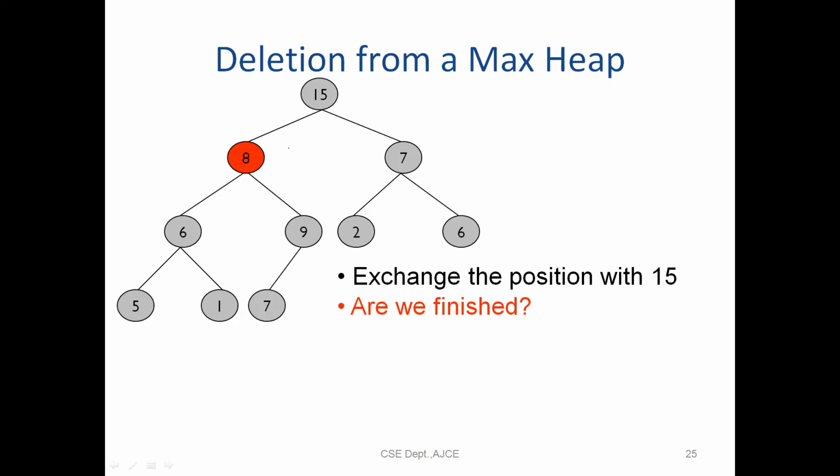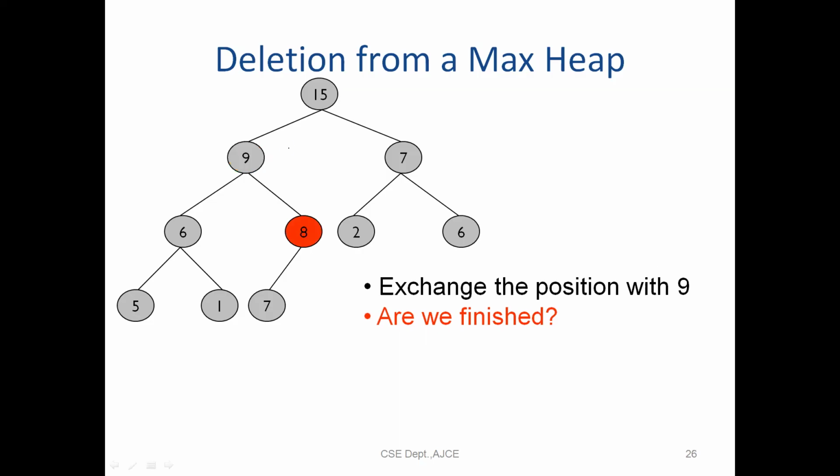So it's not a max heap property. 8 is not in the correct position, so we need to exchange 8 and 9. Got it? Now check with its children again. 8 has only one child, 7. 7 is less than 8, so 8 is at the correct position. So this way, finally, this is again a max heap.